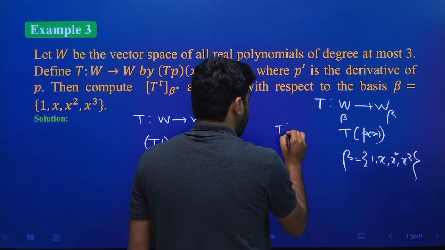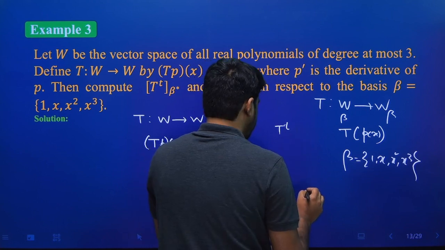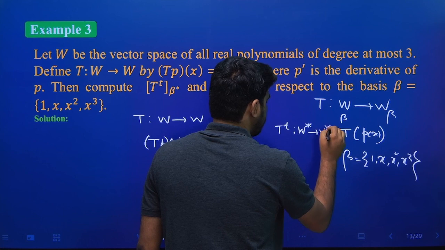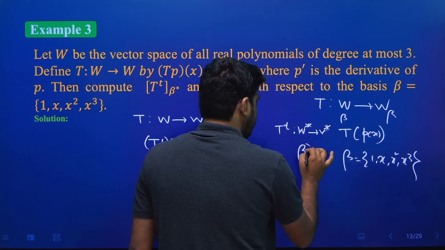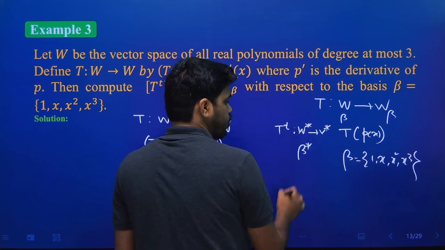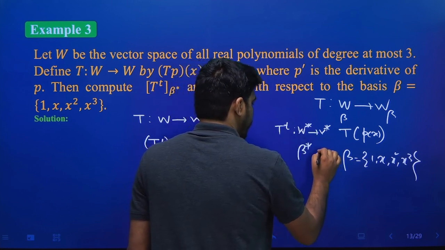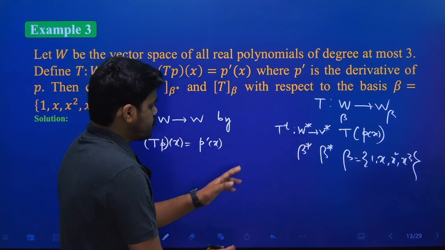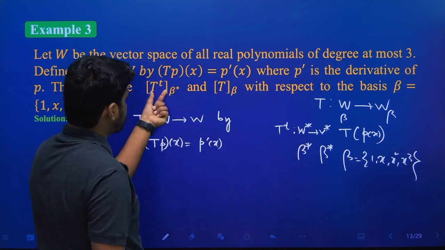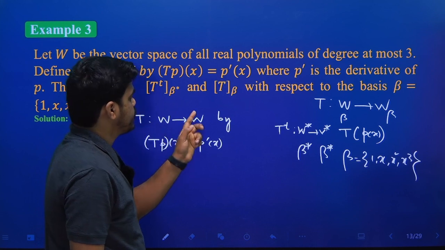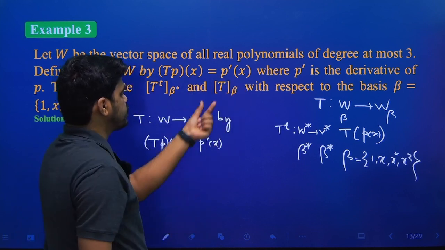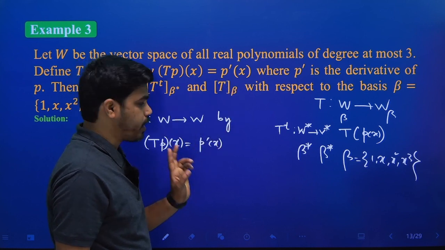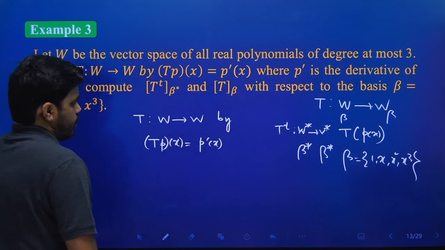So T transpose will be a mapping from W star to V star, right? So beta star is the dual basis for W star, and beta star is the dual basis for V star, so that's why we have written it in this form, T transpose beta star. This is the matrix representation of T with respect to the basis beta.